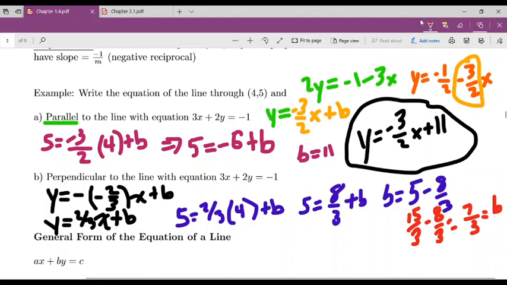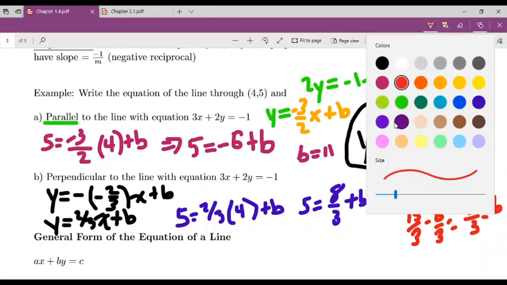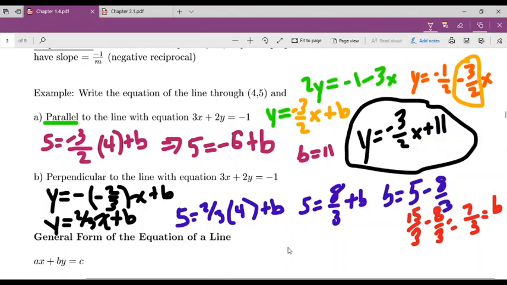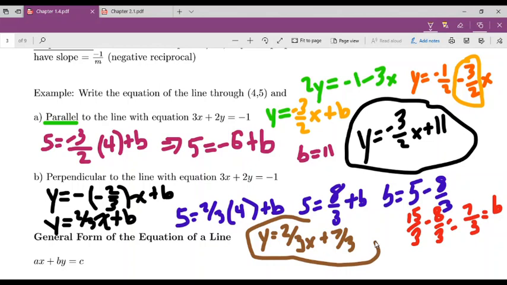Now you can type up your original equation. I guess we will do that in brown, so that your perpendicular equation looks like y equals 2/3 x, and then plus 7 over 3. So your perpendicular equation that went through that point (4, 5), that was perpendicular to that original line, would be y equals 2 over 3 x plus 7/3. And that's what I would be looking for.